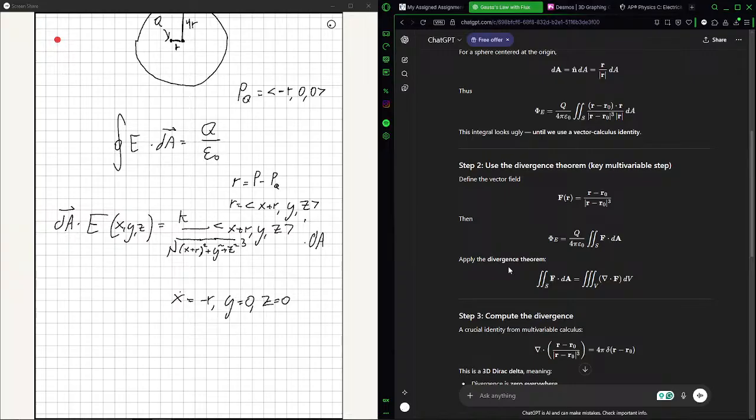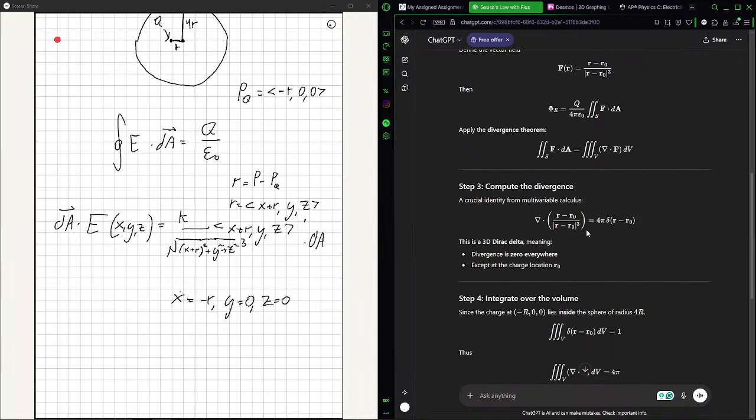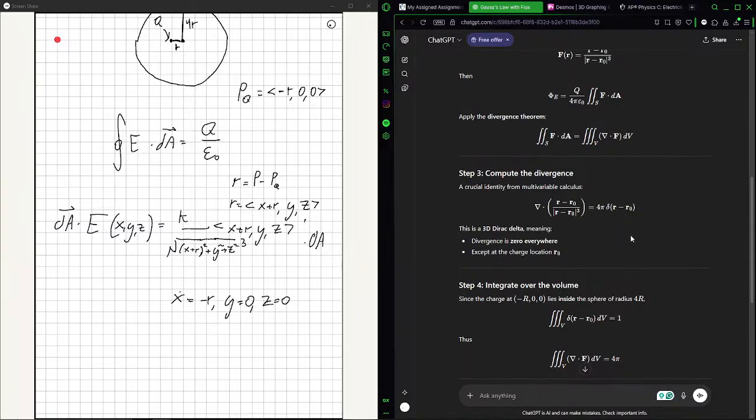So F dot dA is equal to the gradient times F dV. That's the divergence theorem. That's converting from a 2-dimensional to 3-dimensional. What the hell? I don't think Mr. Lee has taught this. Bro, Mr. Lee has definitely not taught this. All right, this is something we'll come back to later, when you come over.